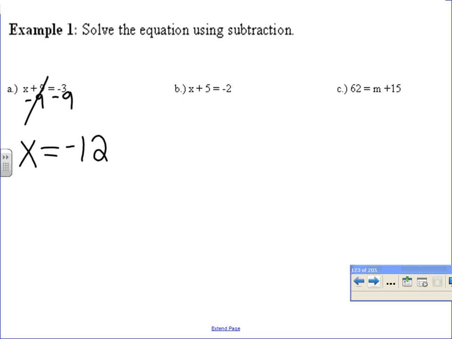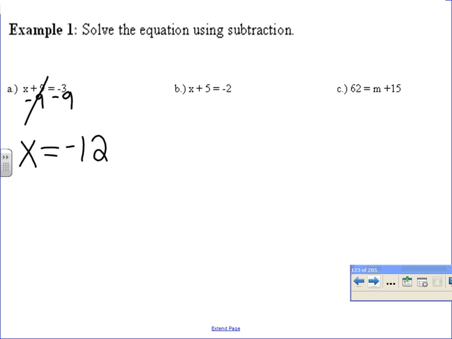Yep. So your goal is to get x all by itself on the left-hand side and get all the numbers on the right. Hold on one second, Annalise. So when you get negative 12, you can check it by plugging it back in or asking yourself that question. Is negative 12 plus 9 equivalent to negative 3? Yep. That's why that uses the subtraction property of equality.